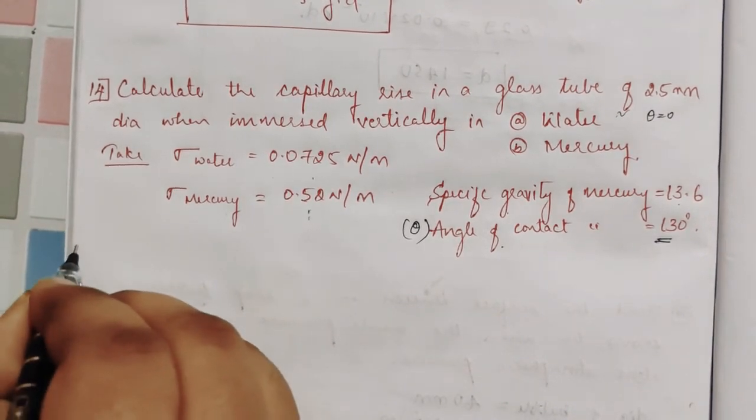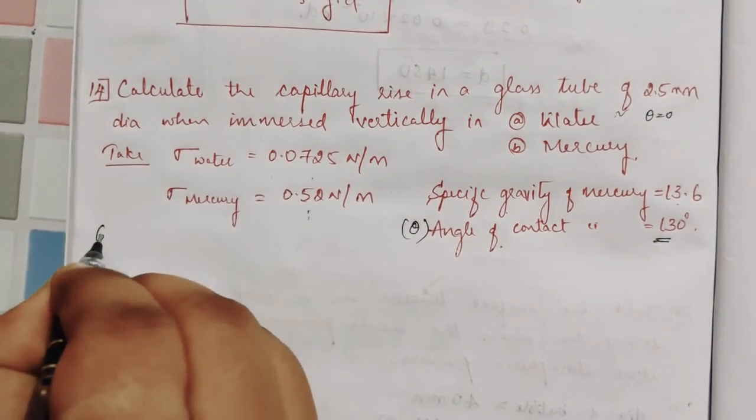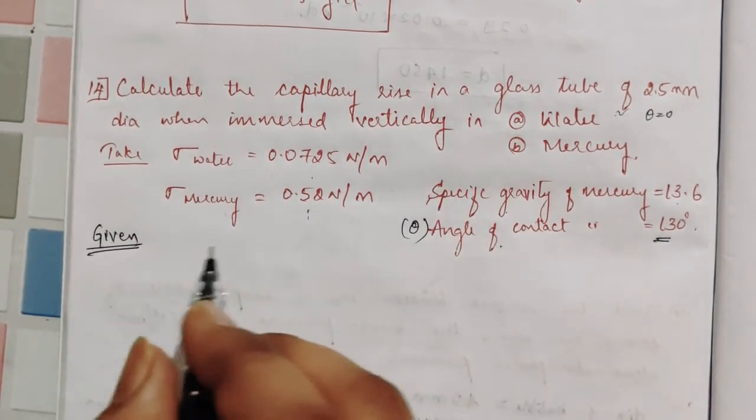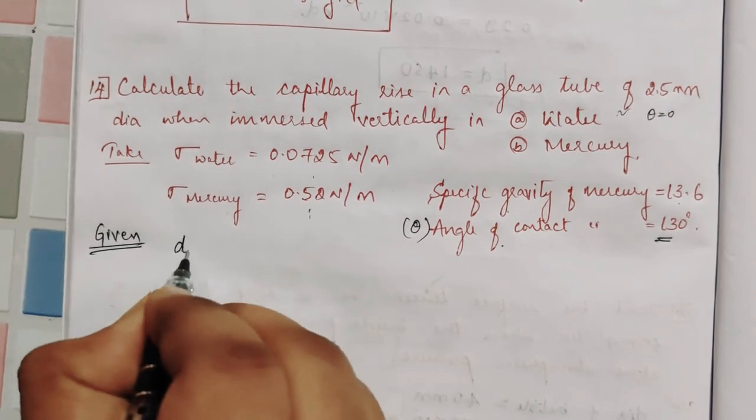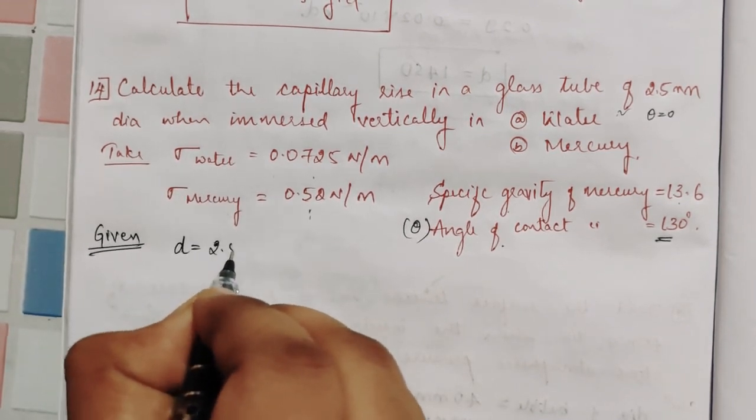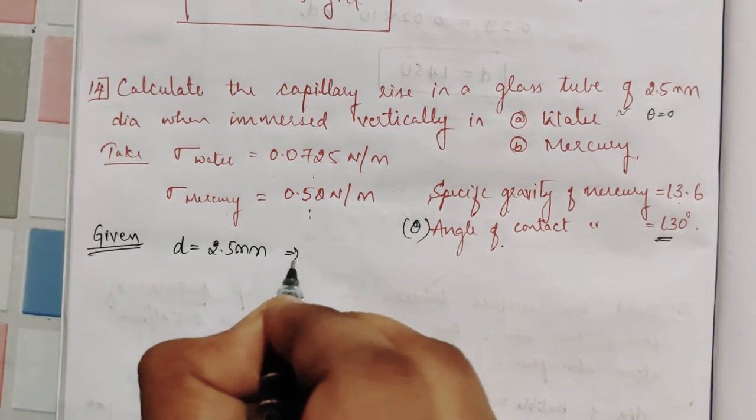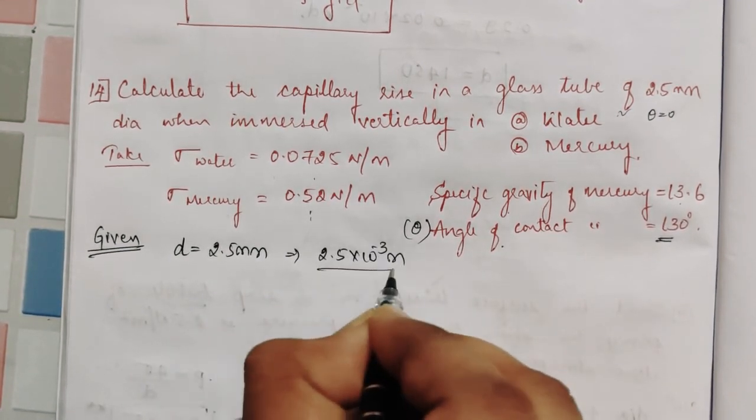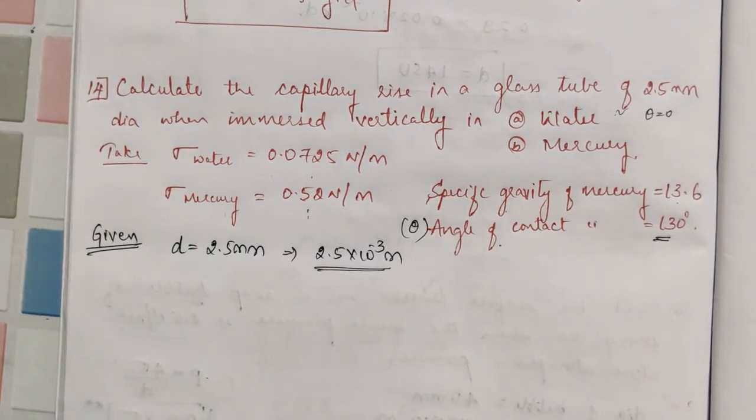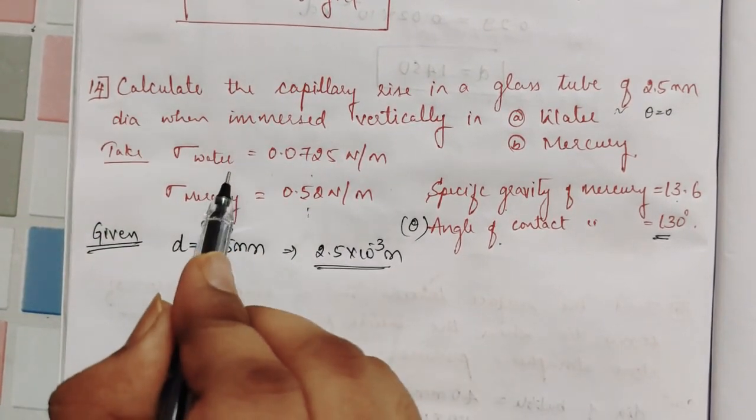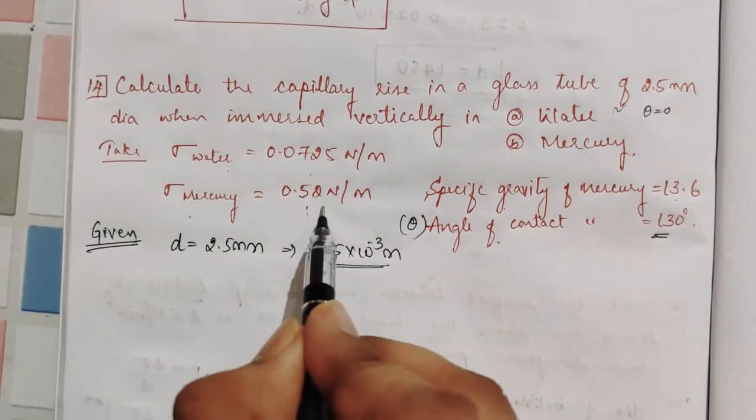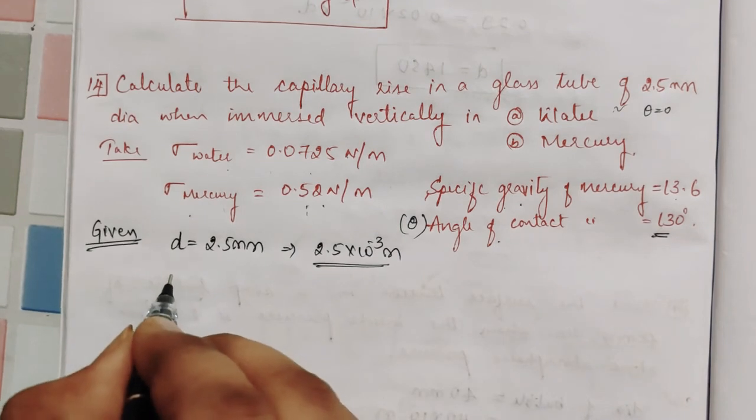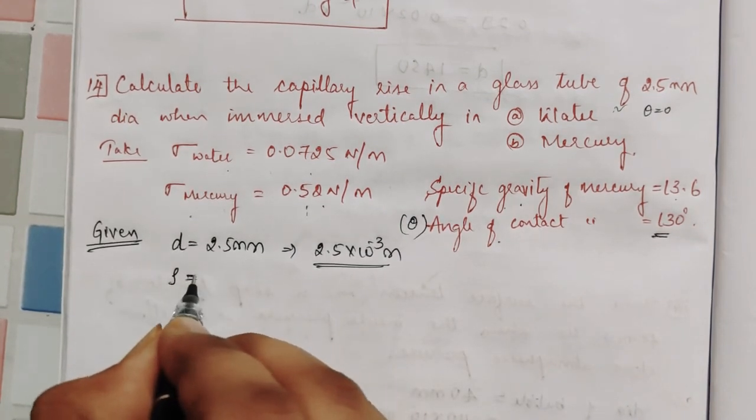Now I'll solve one by one. Whatever they have given, I'll write it. First, the diameter of the tube is 2.5 mm, which means 2.5 into 10 power minus 3 meter. Next, surface tension of water is directly given here. Surface tension of mercury. Specific gravity of mercury is given. Why? To find the density.